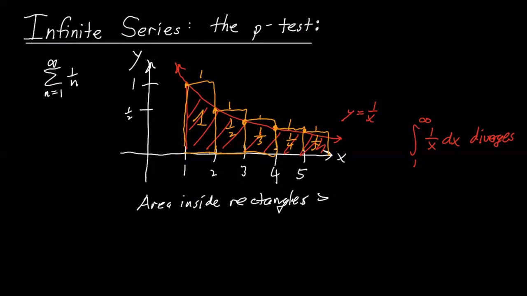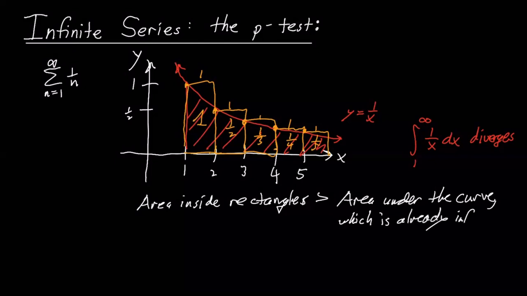So the area under the rectangles is greater than the area under the curve, which is already infinite. And so if you're greater than something that's infinite, you are also infinite. You are all infinite. We are all infinite. And this is the sum equals that area. And so this diverges, this sum diverges. Okay.